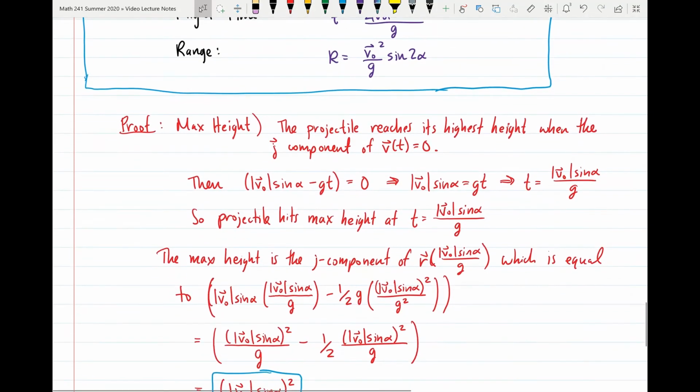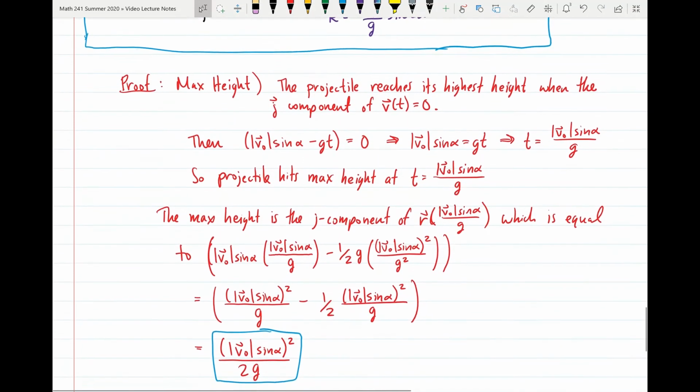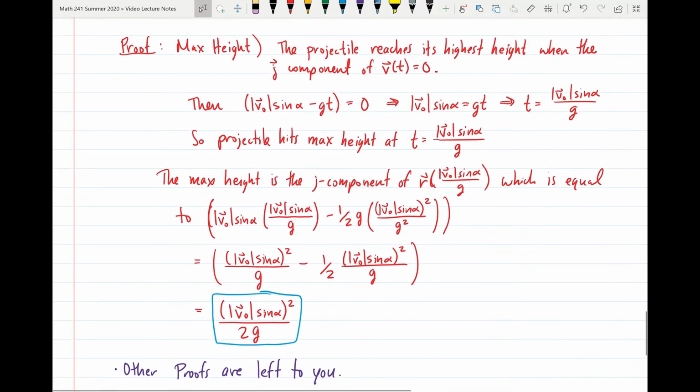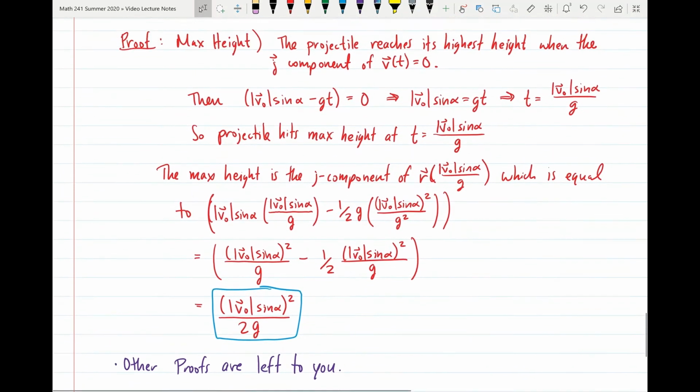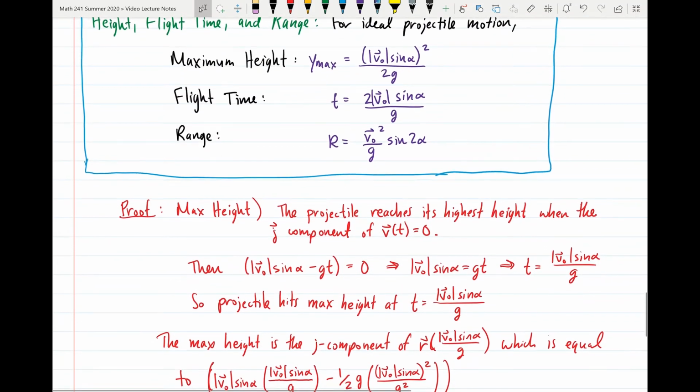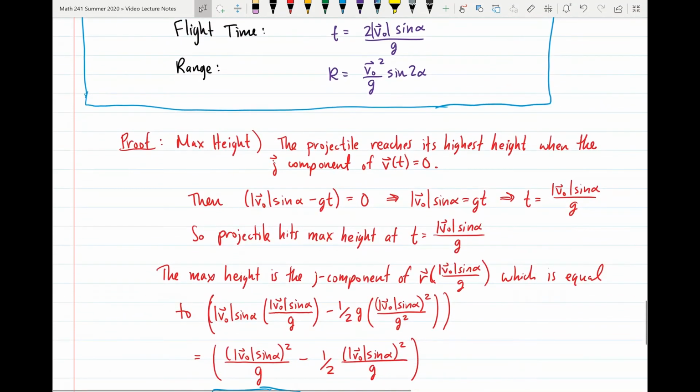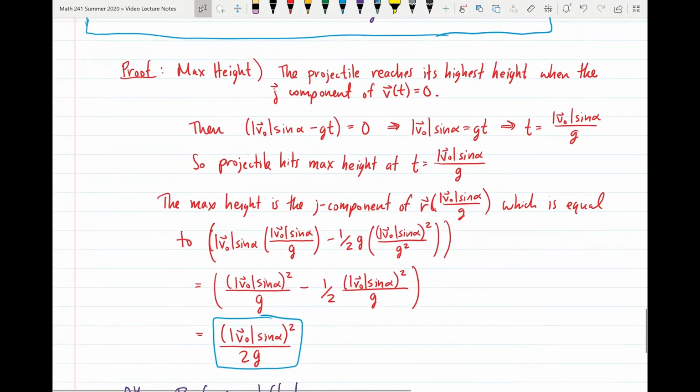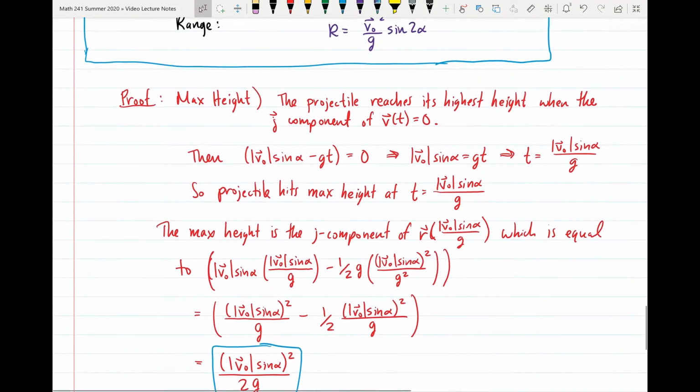I am only going to give a proof for the first formula, the max height, and the other proofs are going to be left to you if you'd like to prove them, or I'm sure you could find them online if you looked as well. But let's just go through the proof for the formula for the maximum height of our projectile.